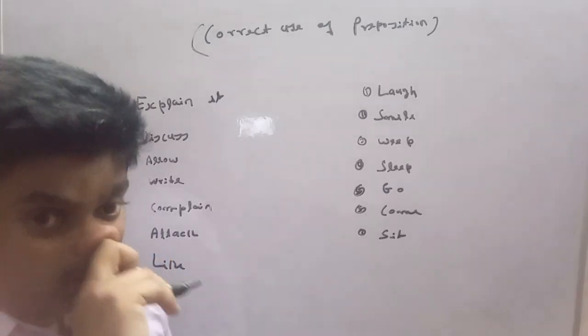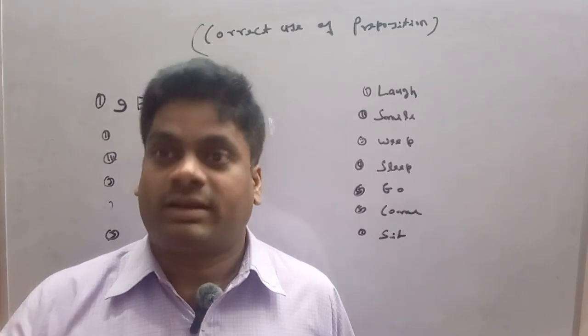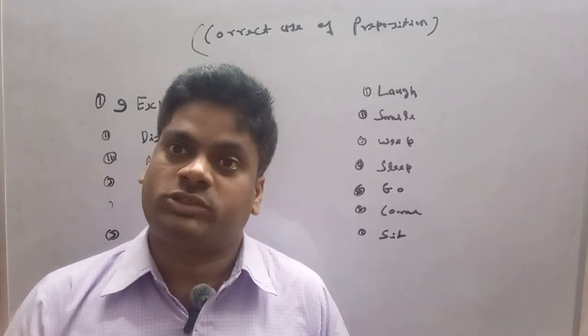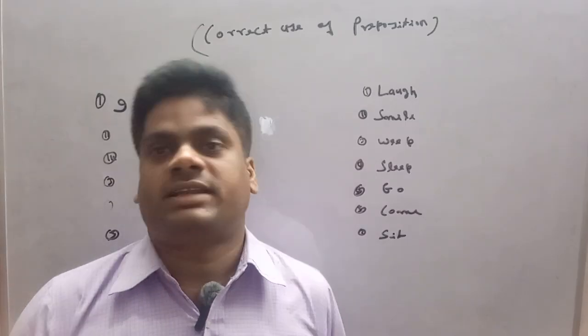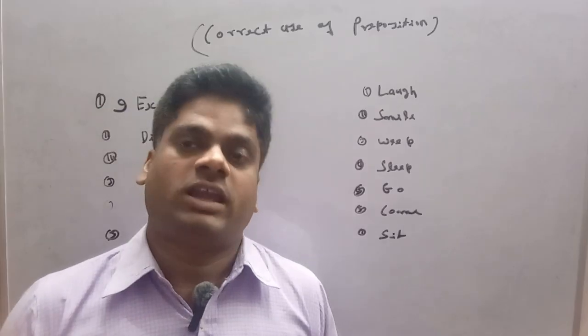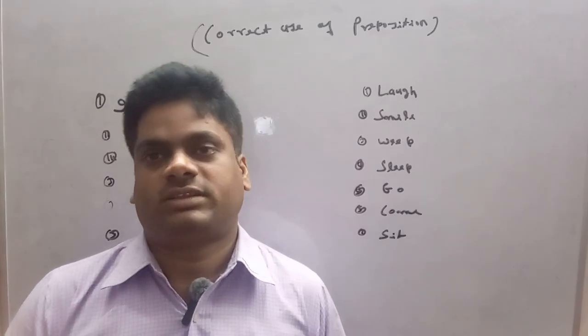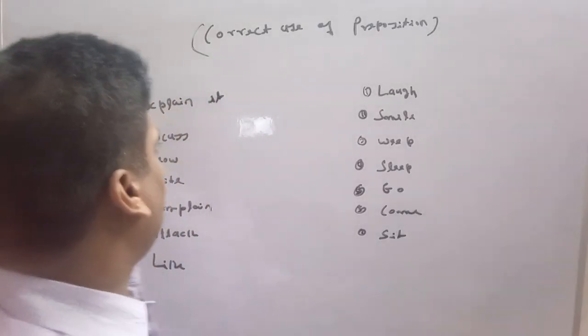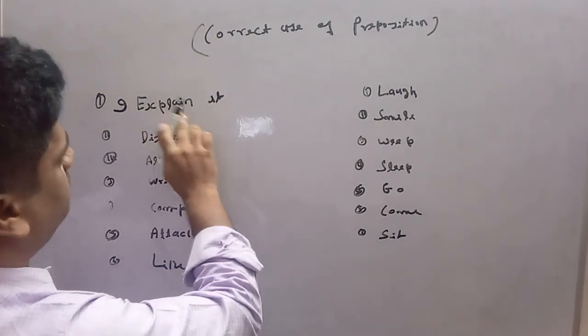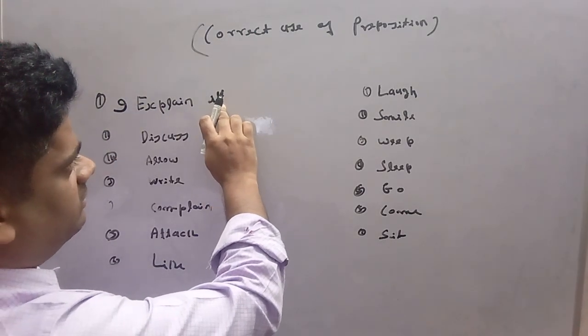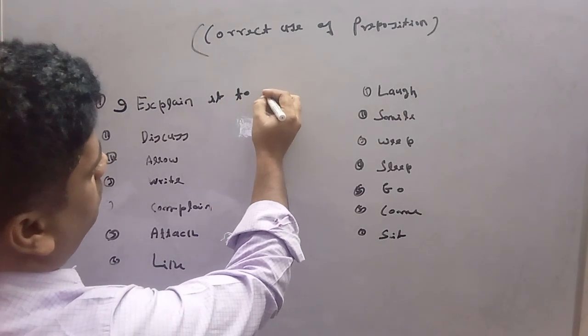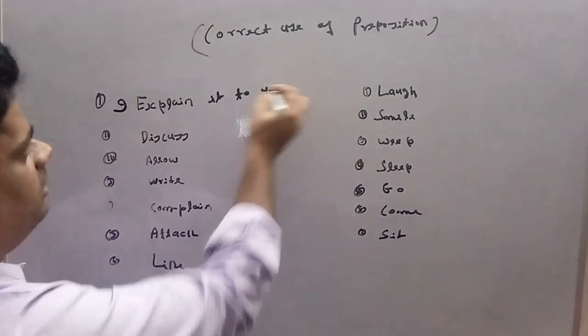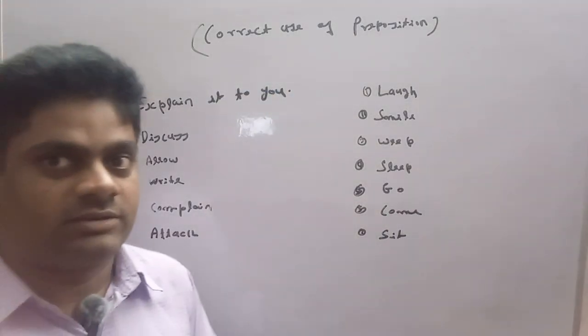Whom? Now here we would require a preposition just in order to associate the object with another part of a noun or a pronoun in the sentence. So guys, here we would require a preposition. I explain it to you. Now this sentence is complete.